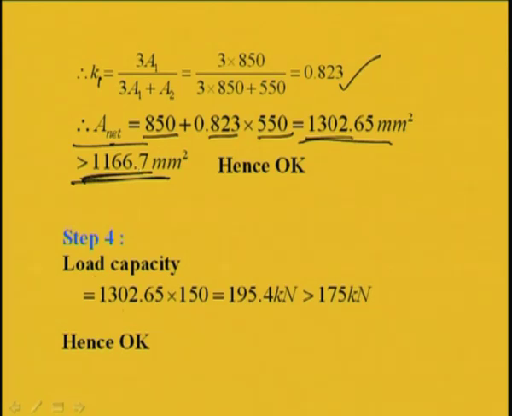Now we will find out the load capacity. We know the area, which is 1302.65, and the permissible stress in the steel. After multiplying, we get 195.4 kilonewton, which is greater than 175 kilonewton. So this is okay. That means the section will be able to carry 195.4 kilonewton load.